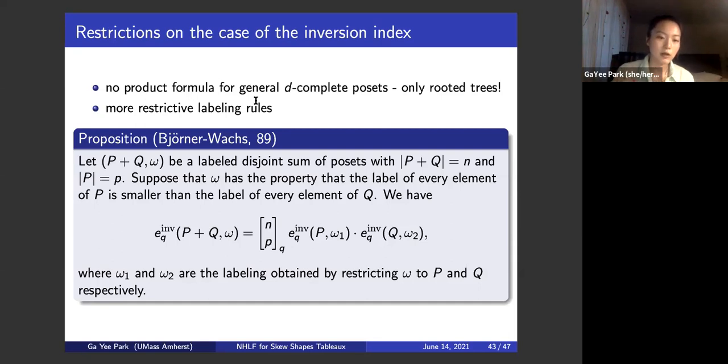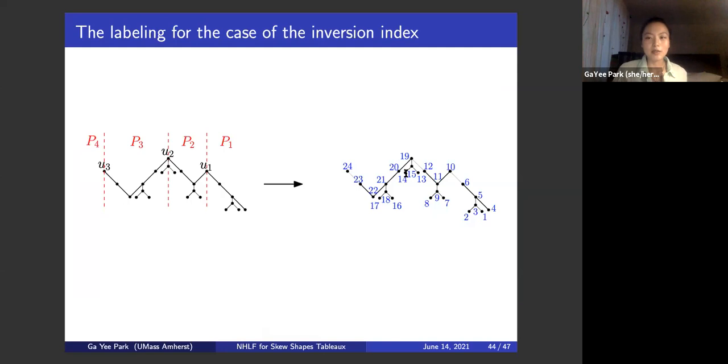In part of the method of proof, I talked about the fact that we need a formula to count the number of linear extensions for disconnected posets. So here is the formula to count the number of linear extensions for disconnected posets for the case of inversion index. It looks very much like the major index case, but it has very, very specific conditions for its label. Whatever label my mobile poset has, it must also follow this. So we were able to come up with a particular type of labeling. It must satisfy three conditions.